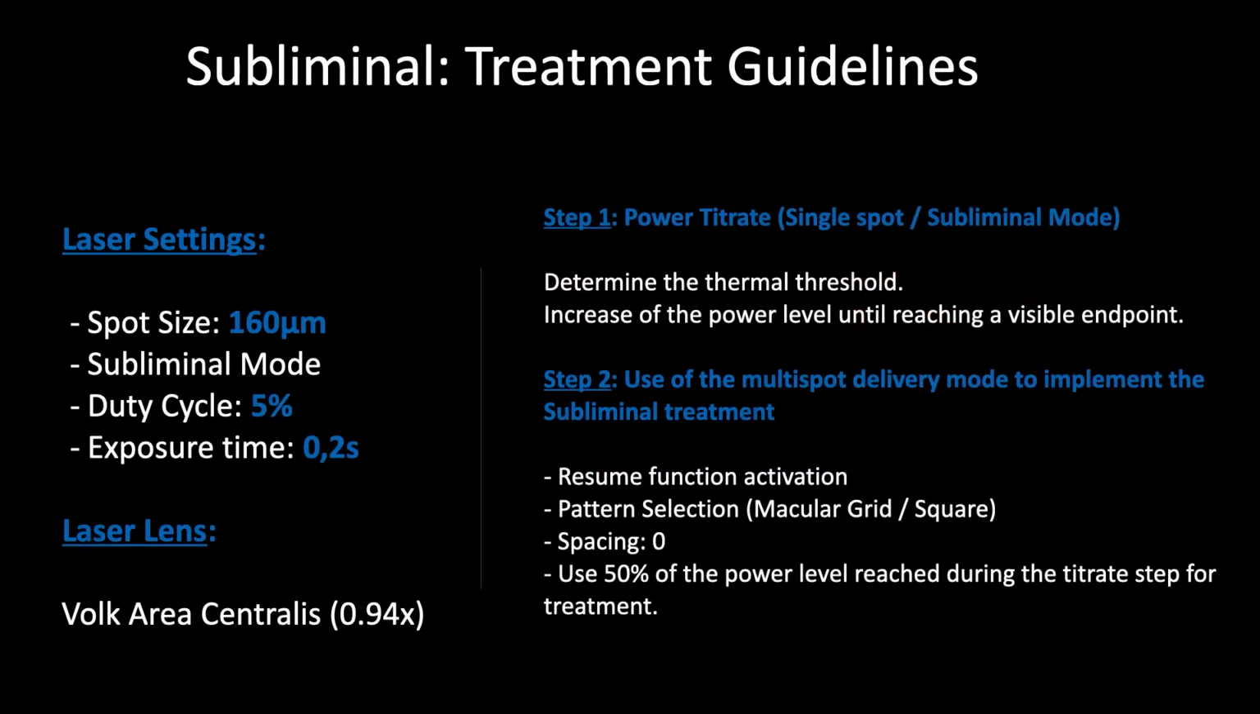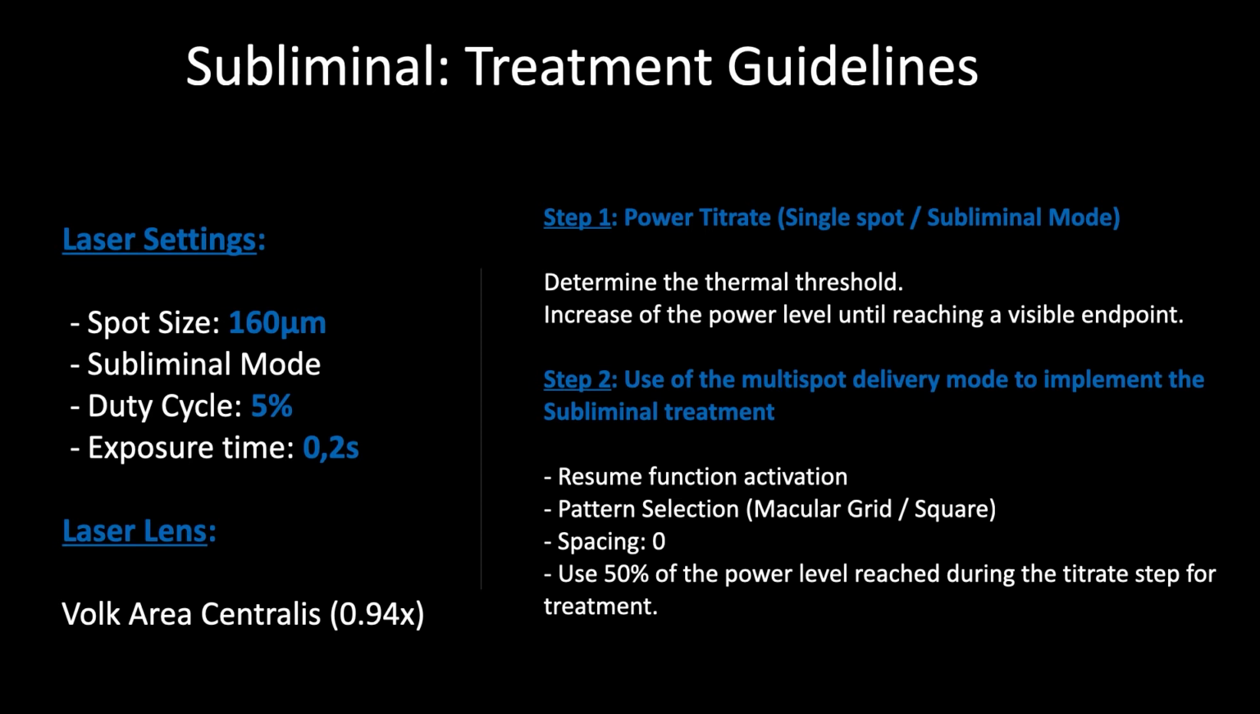So in essence, our treatment guidelines, the settings, are the following. We choose a spot size of 160 microns. We use the subliminal or micropulse mode. The duty cycle is 5%, and the exposure time is 0.2 seconds. So these are all fixed settings, and we recommend using a laser lens that has a magnification of approximately 1, and the one that I prefer using is the Volk Area Centralis.